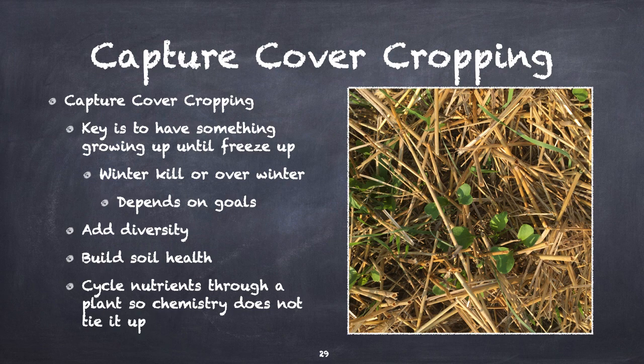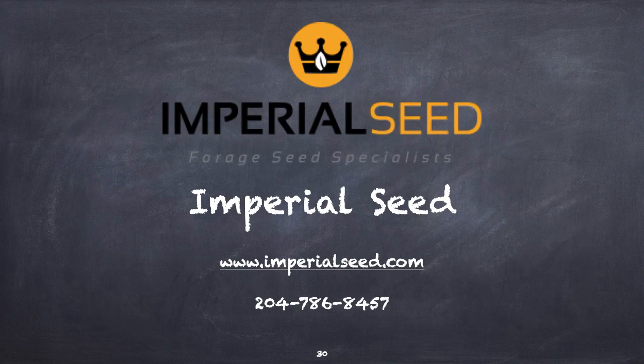And it also allows us to cycle these nutrients through a plant so that chemistry doesn't tie it up and we don't lose it through leaching, through erosion, through volatilization. All the stuff that we're working on to build, we keep it in our system that is going to be functioning normally or naturally. So the capture cover crop definitely has a place in a lot of these management systems.